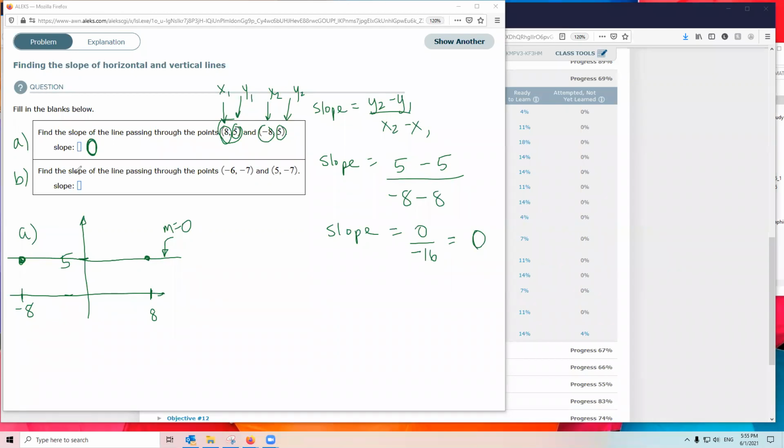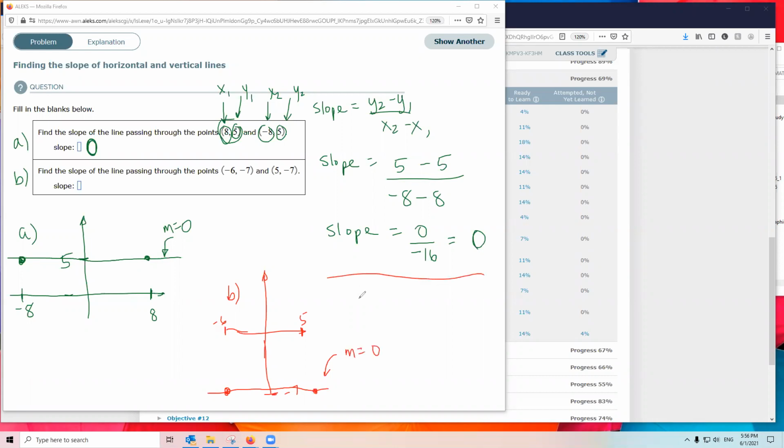Again, when I graphed it and I saw the horizontal line, I knew the slope would end up being 0 because the slope of any horizontal line is always 0. Let's go to part B. Let's graph part B. All right, -6, -7 is down here somewhere. And then 5, -7 is down here somewhere. And again, I can see this is going to be a horizontal line. So the slope here is going to be 0.